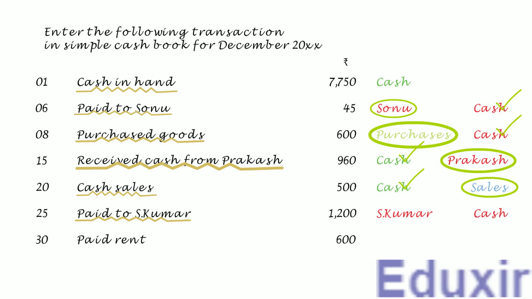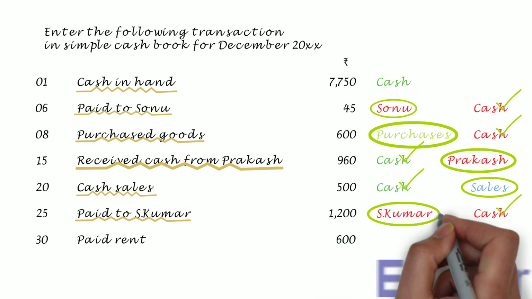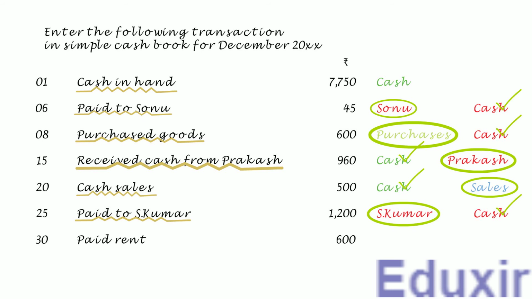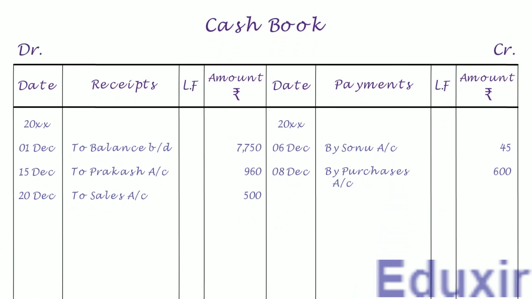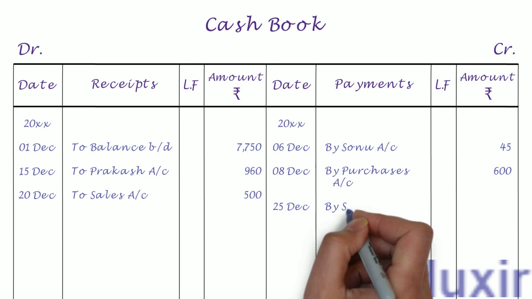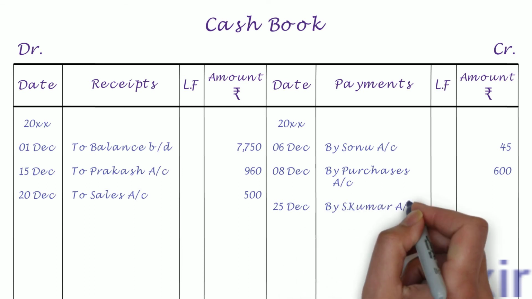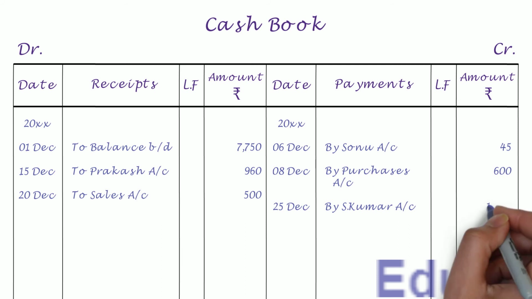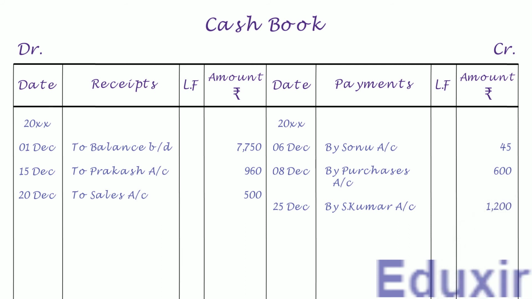In this transaction, as you can see, the cash is on the credit side. So it needs to be posted on the credit or payment side of the cash book. Note that the particulars that need to be posted into the payments column of the cash book is S. Kumar. With this analysis at our disposal, let us proceed with the posting of this transaction on the credit side of the cash book. Let us first record the date. Let us now record S. Kumar account in the payments column. Let us then record the credit amount of 1200 rupees in the amount column. With that, we have completed the posting of this transaction into the cash book.